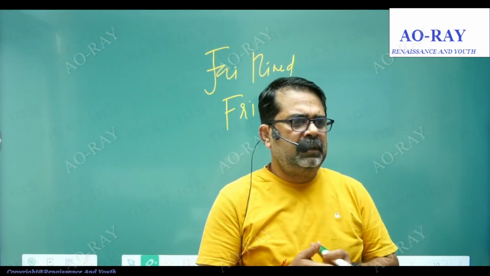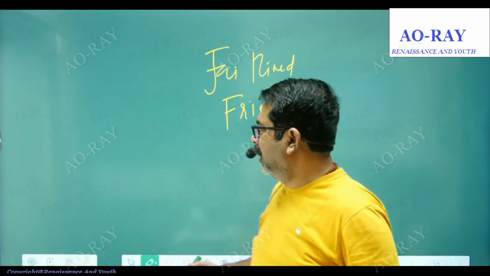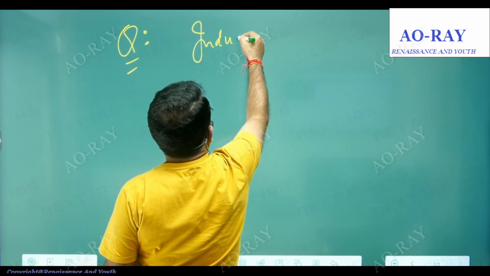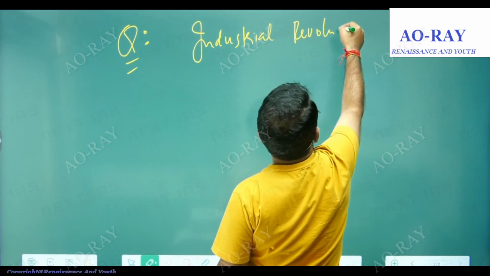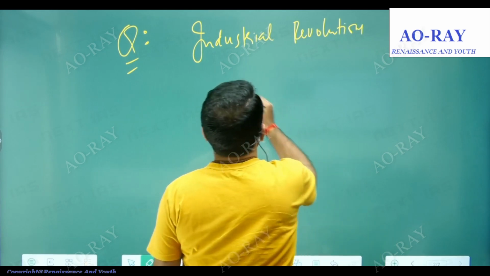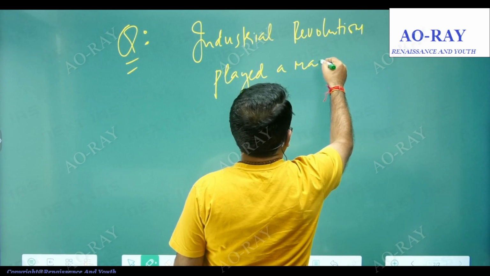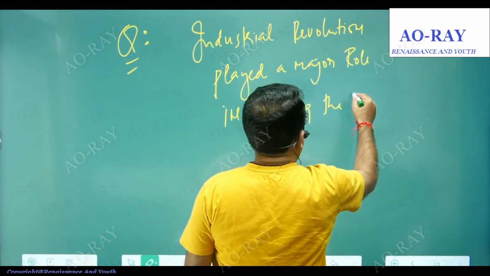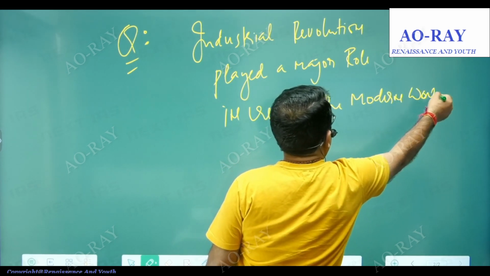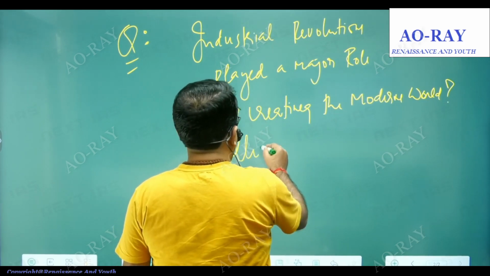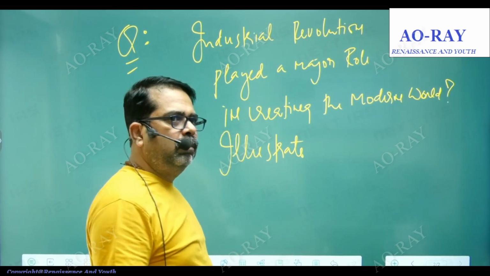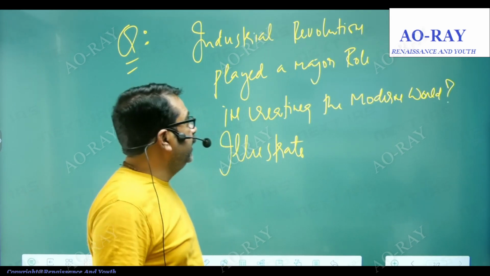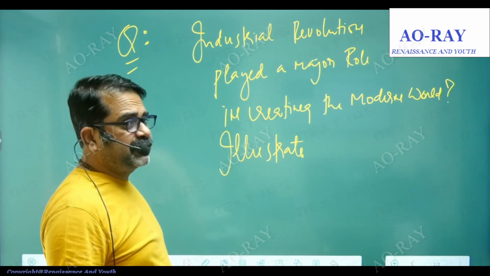Discuss some important questions and the terms used in the questions. Now, for example, they give you the question: Industrial Revolution played a major role in creating the modern world. Illustrate.